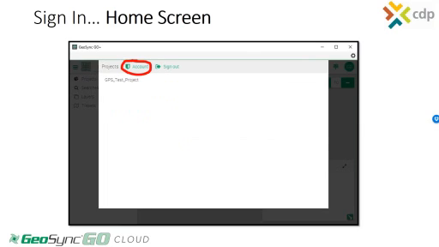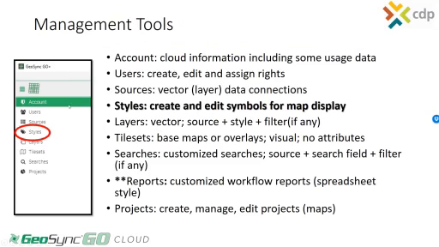The home screen has a list of your available projects. But what we want to do is go back to our account, where we can get to our management settings. So we select the account option, and that brings us back to our management tools. We've been through these tools over the last few weeks. I think most of these we've been through already, but in this case we can look at our account, users, sources, styles, which we're looking at today, and then layers, tile sets, searches, and projects. So we're going to focus on styles, which allows us to create and edit symbols for map display.